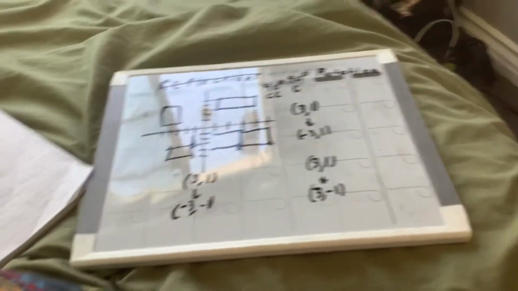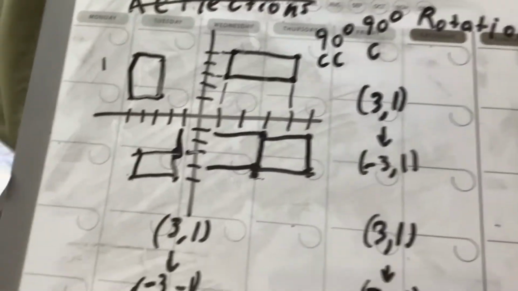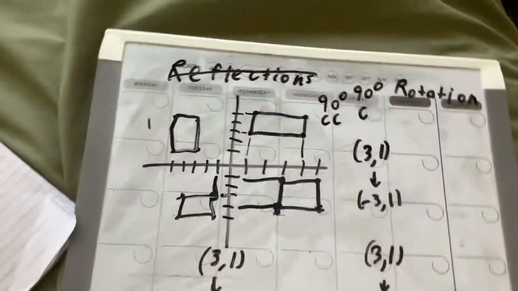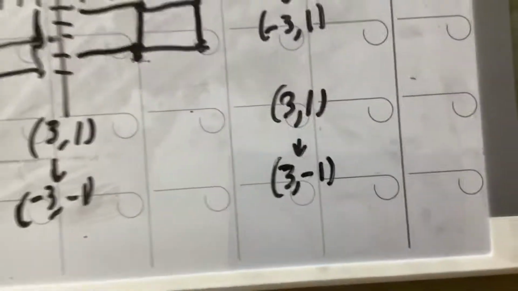So, as I babble on, now let's try doing a rotate. Now let's do reflections. Just wait, erase.